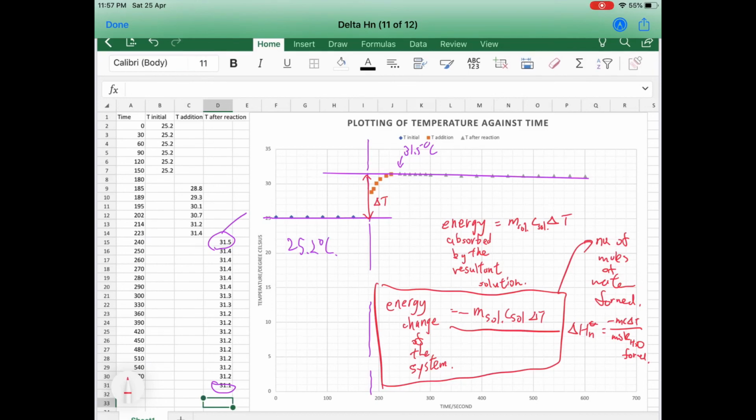And the reason why we need to draw this graph is to find the delta T term. That's it.